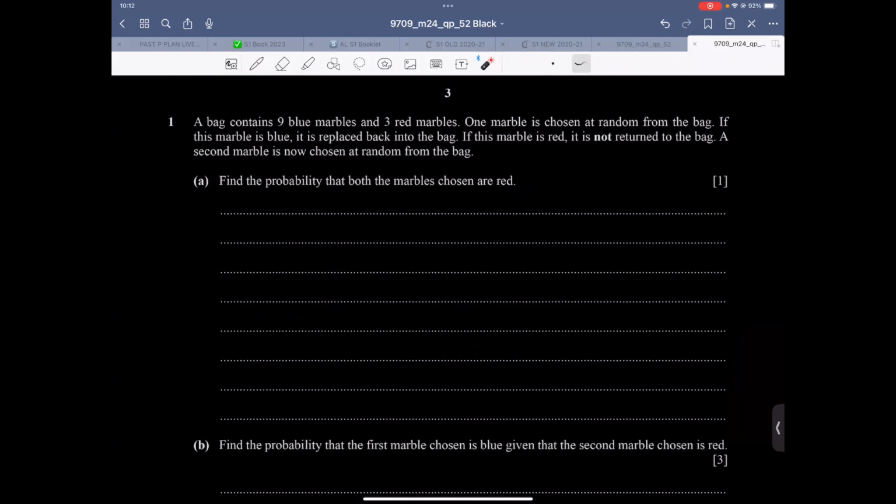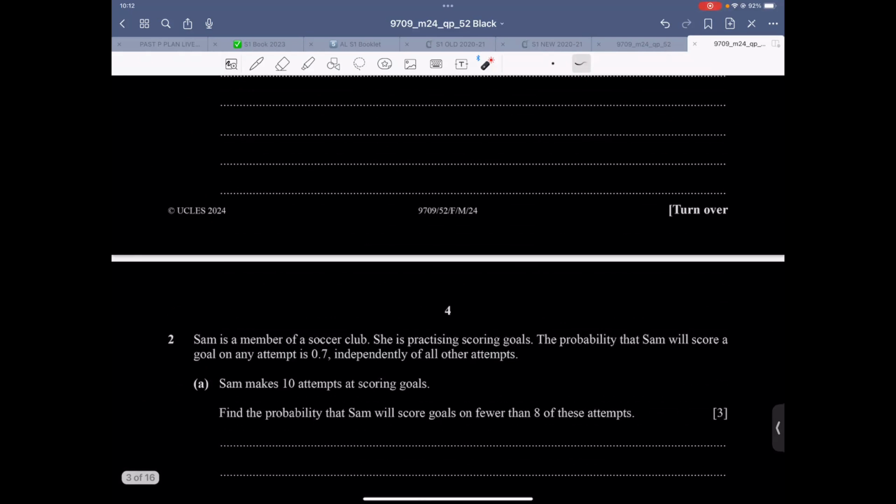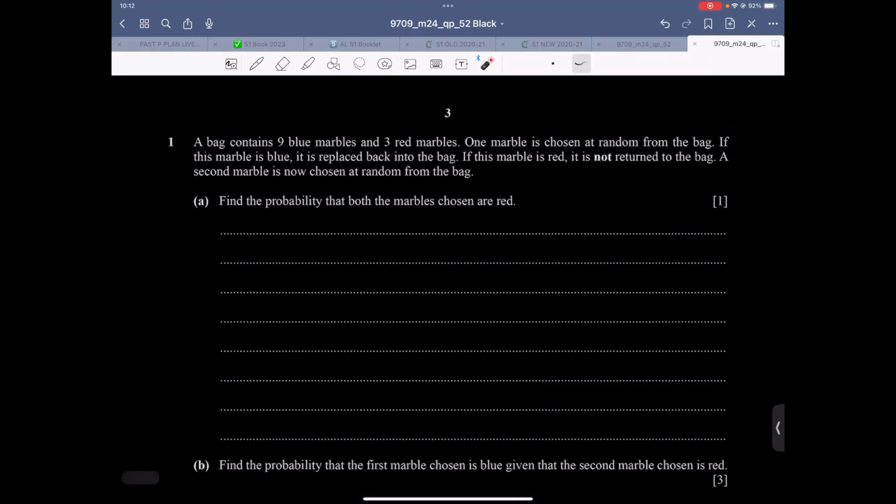The question says, a bag contains 9 blue marbles and 3 red marbles. One marble is chosen at random from the bag. Now, the rules are slightly different. If the marble is blue, it is replaced back into the bag. If the marble is red, it is not returned to the bag. A second marble is now chosen at random from the bag, and then they're asking 2 parts out of it. So it's a one-page question, and then there are 2 parts.